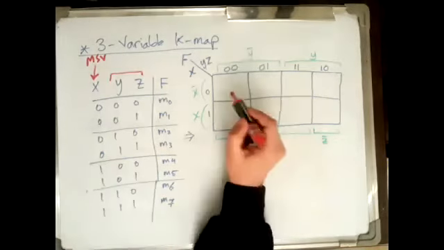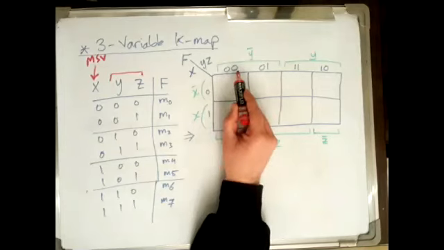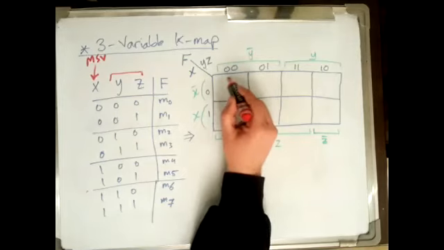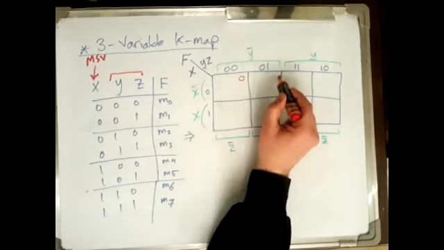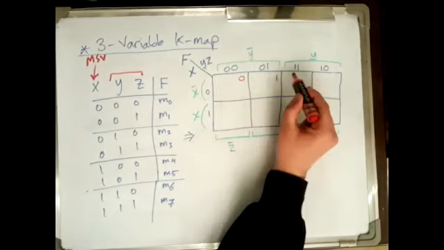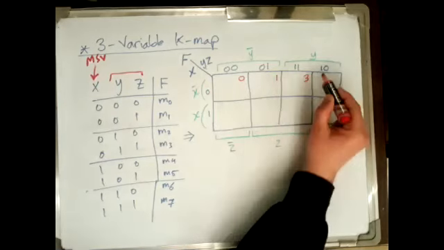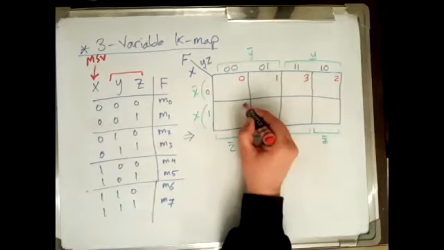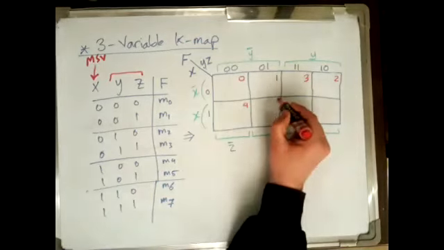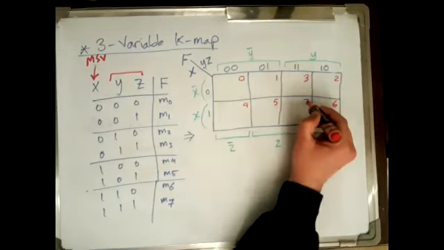Here, for example, this square, it is 0, 0, 0. So 0, 0, 0, it is 0. So this is basically min-term 0. This 0, 0, 1, so this is 1. 0, 1, 1, which is 3, 0, 1, 0, which is 2, 1, 0, 0, which is 4, 1, 0, 1, 5, this is 6. If you continue doing that, this is 7.